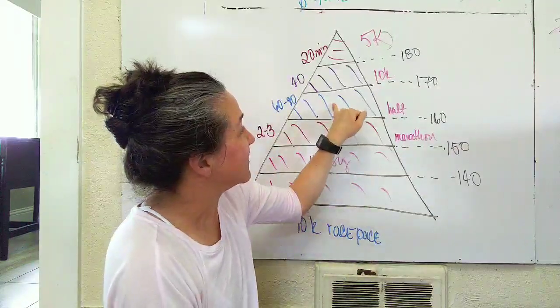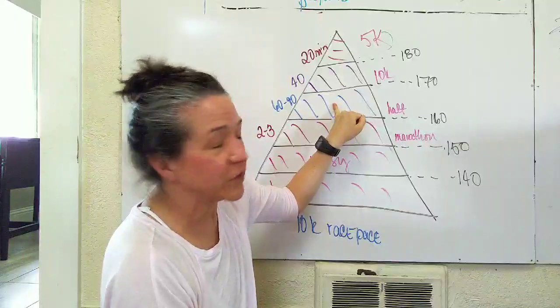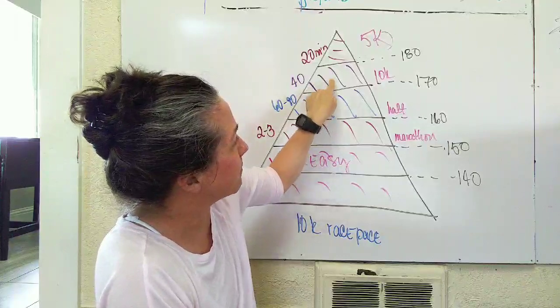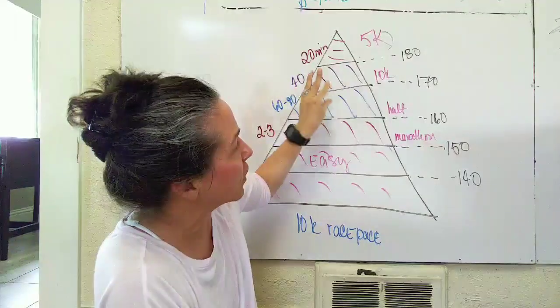So it's not about staying in this range for the duration. It's about making sure that you start below and end above so that your average is in here for the event.